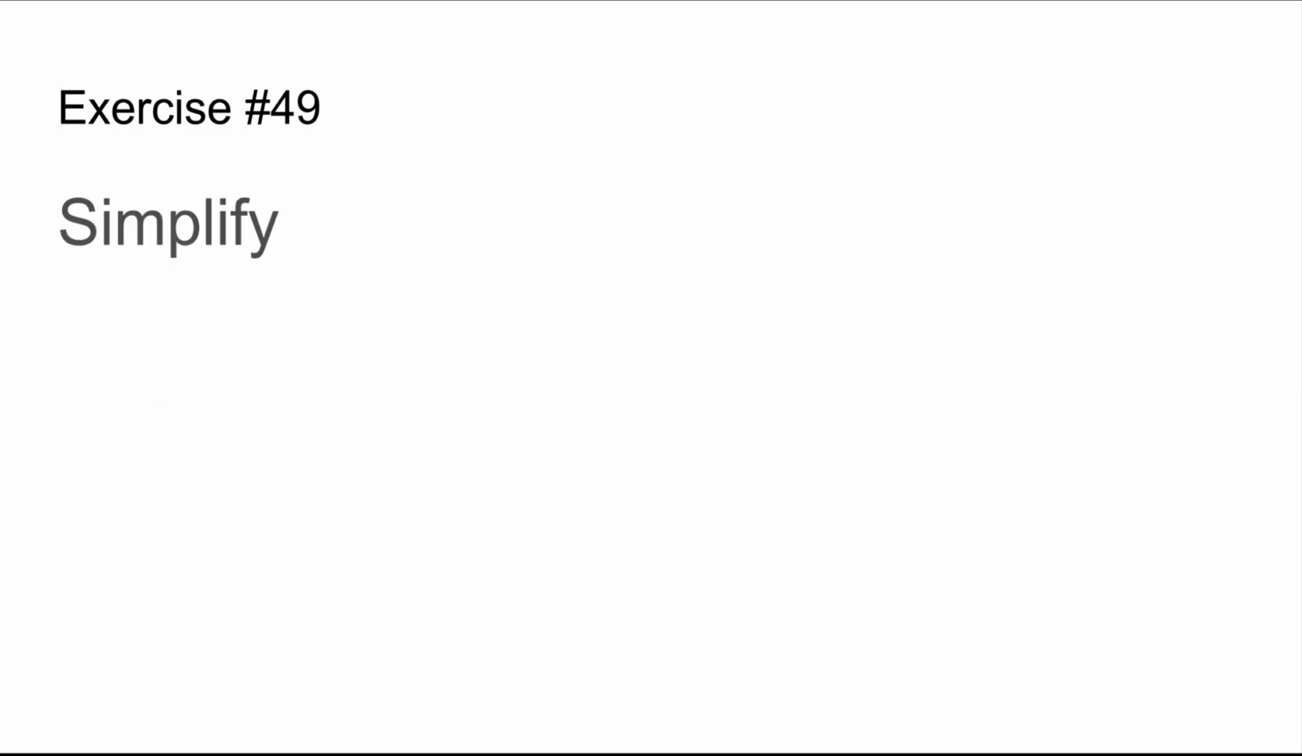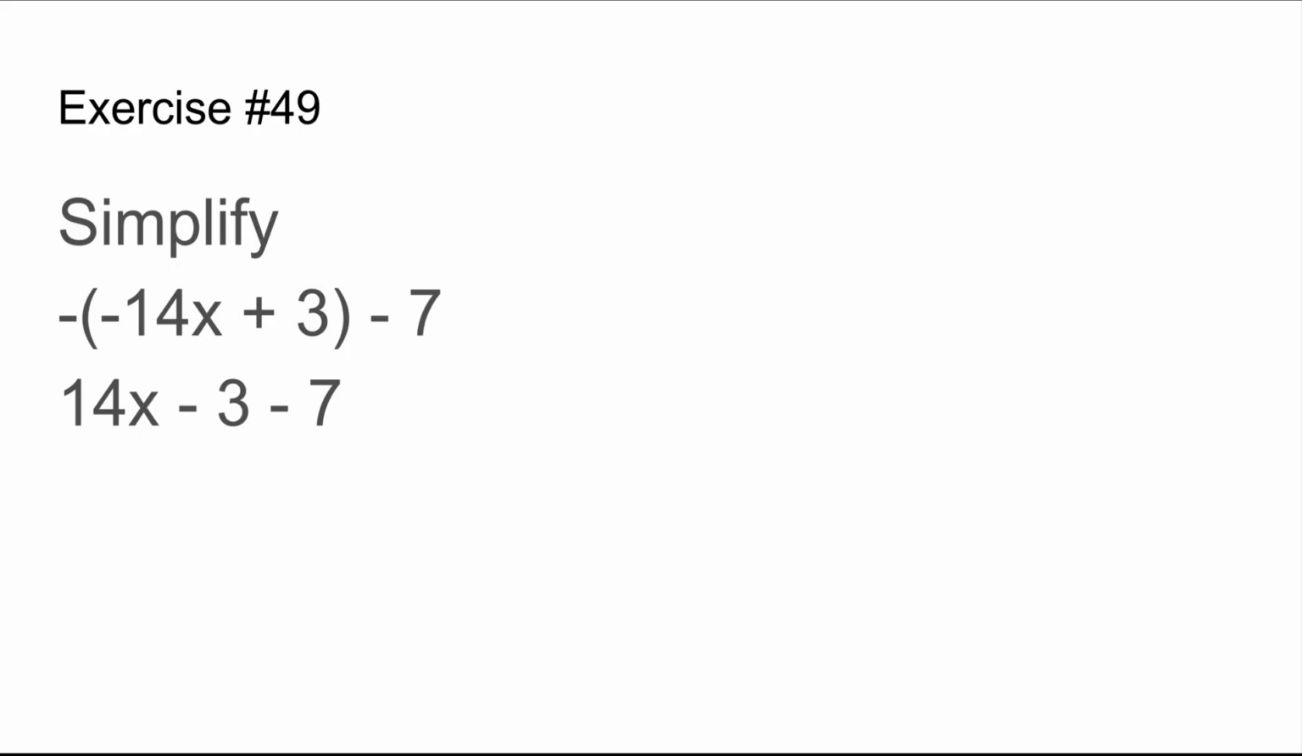Last one. Simplify again. This one, another one of those little tricky ones, but not for us because we are so smart. We have a negative sign to distribute outside of parentheses, and that just means times negative 1. Negative 1 times negative 14 is 14. Negative 1 times 3 is negative 3. Write down that negative 7. Combine your like terms. 14x minus 10.